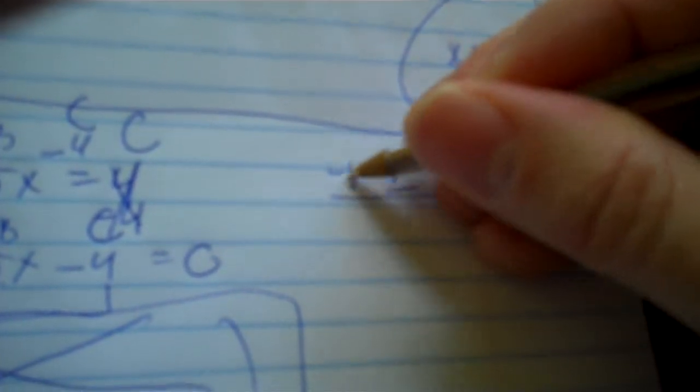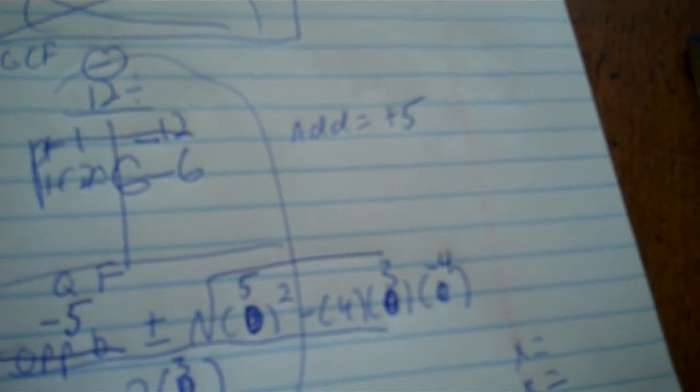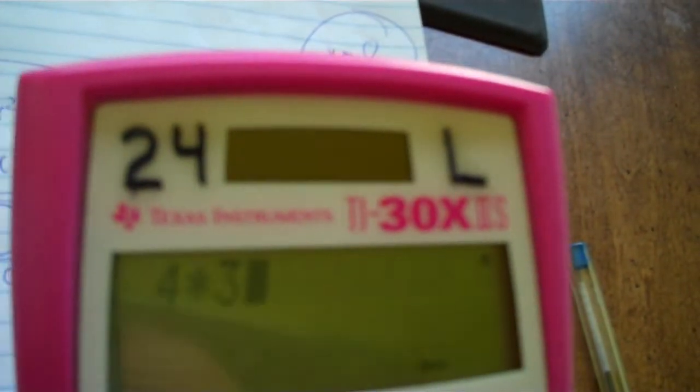So I make my plus minus up here. So we got negative 5. 2 times 3 is 6. Now you got to make a couple square roots. Put a minus. 5 times itself is 25. Don't put 10. Okay. Then I take 4 times 3 times negative 4. Negative 48.